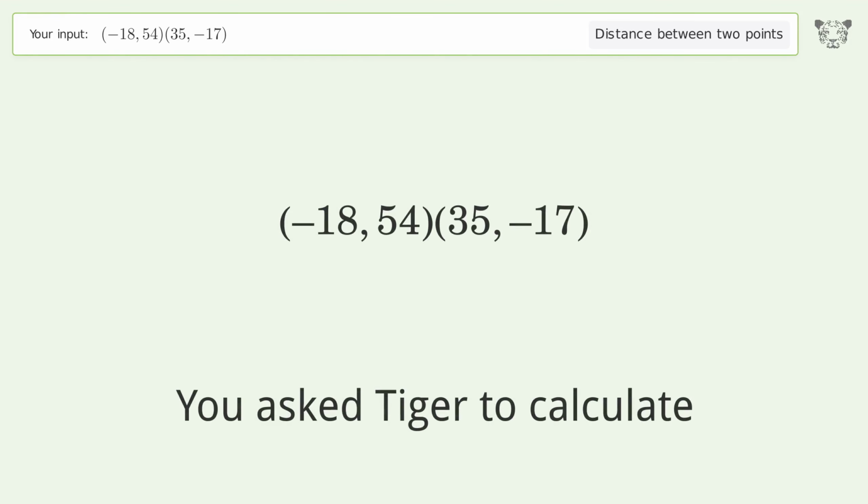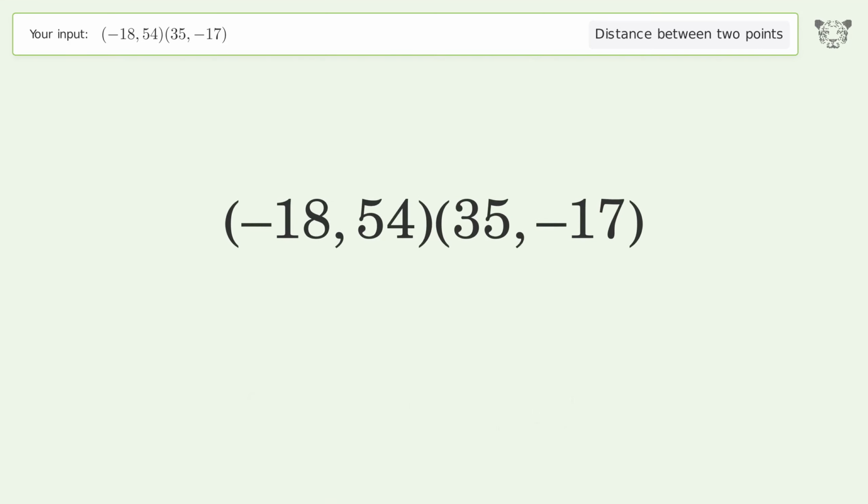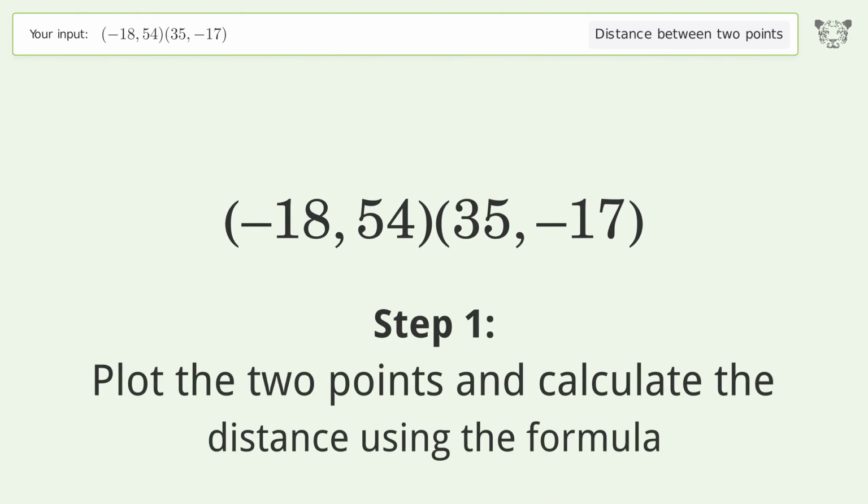You ask to calculate the distance between 2 points. The distance between the 2 points is the square root of 7,850, or 88.6. Let's solve it step by step. Plot the 2 points and calculate the distance using the formula.